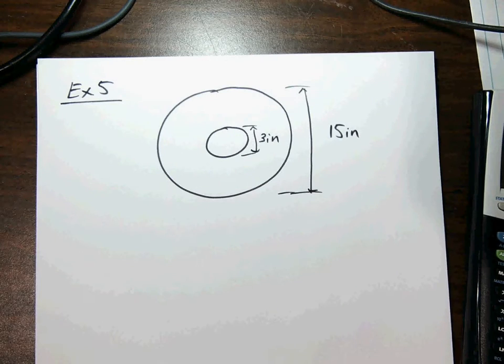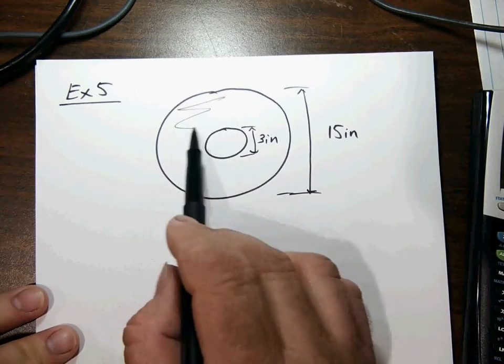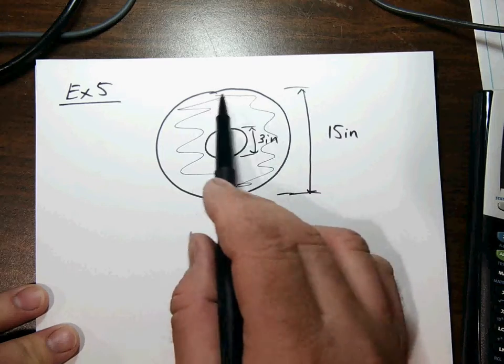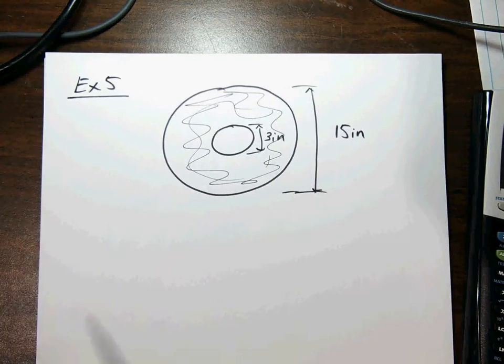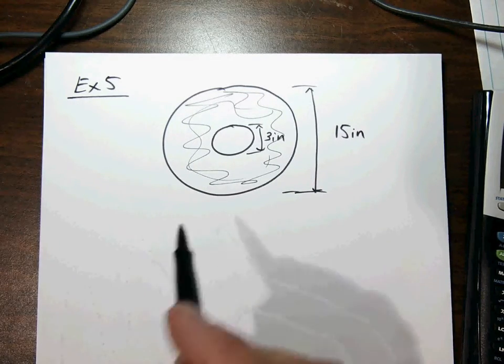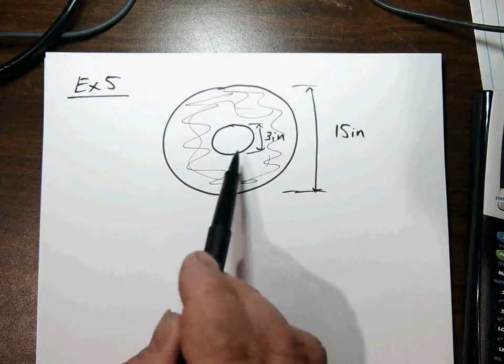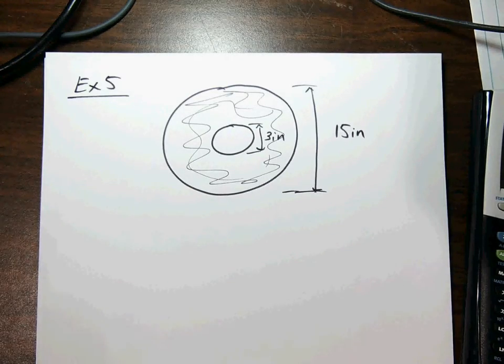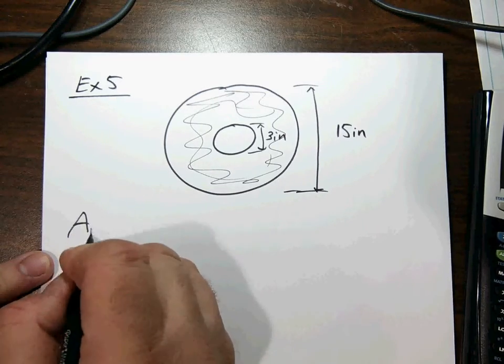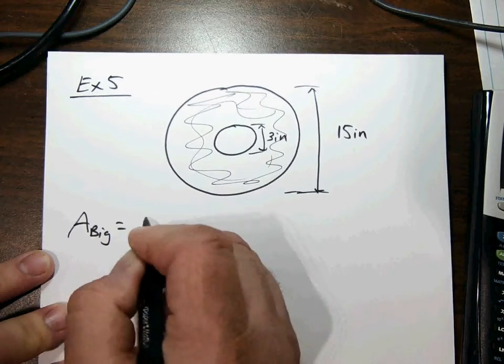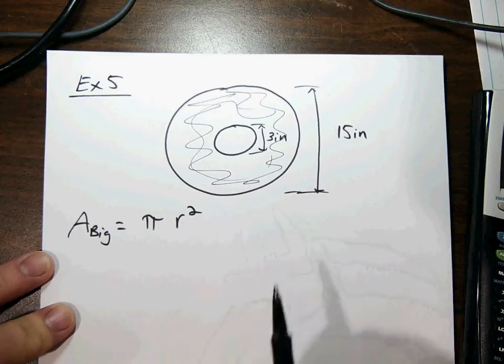A 15-inch diameter wheel has a 3-inch hole in the center. Find the area of the side of the wheel. So I want to find this shaded area here, okay? So not the hole, in other words, okay? It's obvious what we're going to do, right? We're going to find the area of the big circle, and then we're going to subtract away the area of the little circle, right? So area, I'll just call it big, is pi r squared, okay?